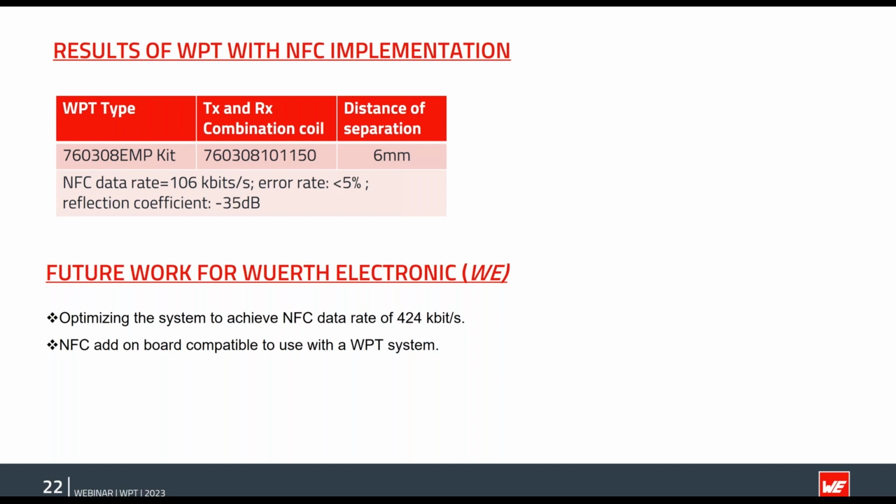For the future work, what we take from this system implementation is that we can optimize the system to achieve better data rates from the NFC side, at least around 424 kilobits per second, so we can send more data. Another optimization would be to adapt the filter matching network, the initiator side or the target side, into one single PCB and build everything on one single board, like an add-on board which is compatible to use with a WPT system.